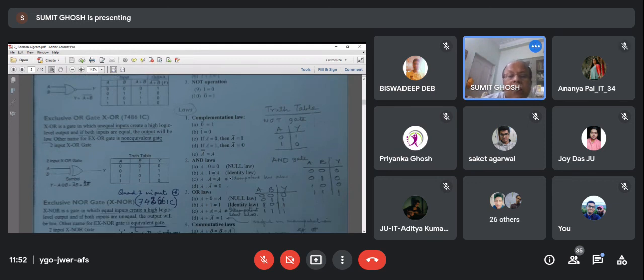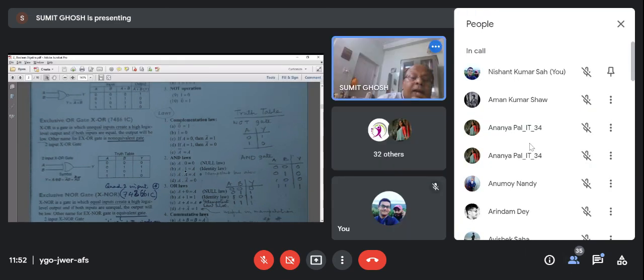Okay, AND law. I'll just go through this. I'll send you across this handout. AND law is basically AND is a logical multiplication. So A and 0 is obviously 0. Multiply anything by 0, you get 0. Yes or no? Yes, sir. This is called null law.